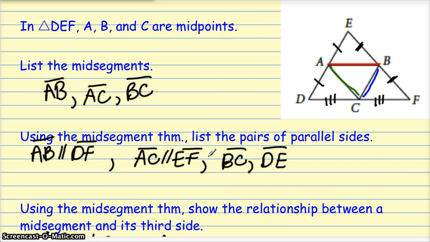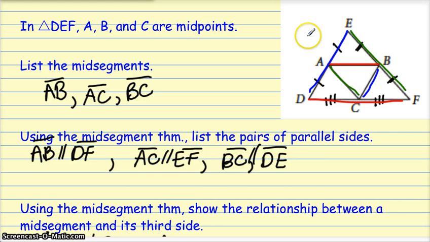Using the midsegment theorem, list the pairs of parallel sides. The pairs of parallel sides are the midsegments and their third side. So the red segment here, the blue and the blue, and the green and the green. Using the midsegment theorem, show the relationship between a midsegment and its third side. The midsegment is always half the length of the third side.